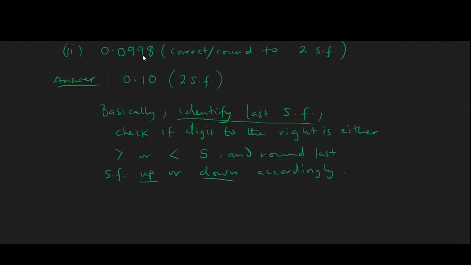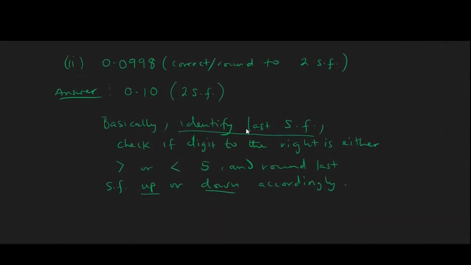Basically, to accomplish the above results, we identified the last significant figure, checked if the digit to the right is either greater than or equal to 5 or less than 5, and we rounded the figure either up or down based on the fact that these conditions were true.